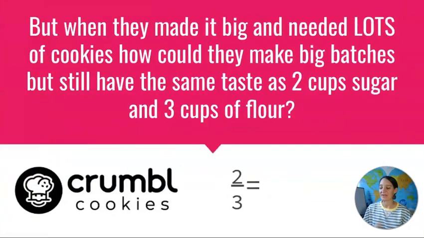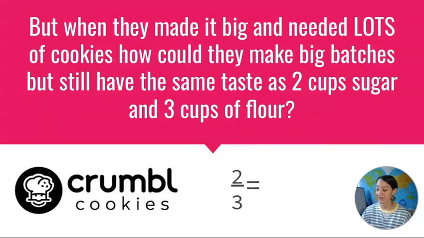Okay, so here's my question for you. When they made it big, they needed lots of cookies. They needed to make big batches of cookie dough, but they also needed it to taste the same, right? Because they got big because their cookies were delicious, so they don't want to change the recipe at all. You just need to make a lot more of it. So what could the ratio of sugar to flour be in a larger amount? There's lots of different options, right?